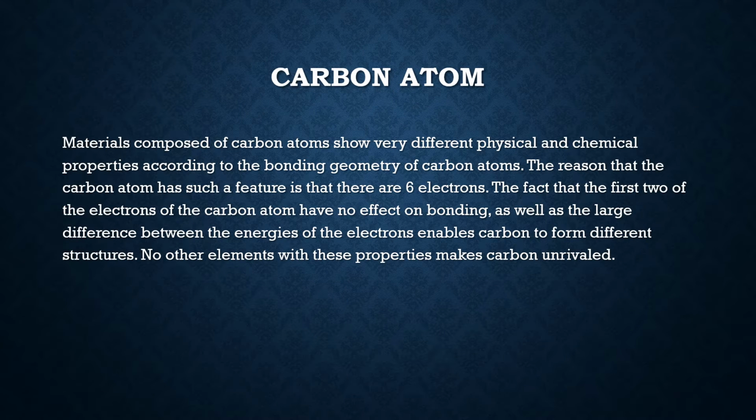Carbon atom. Materials composed of carbon atoms show very different physical and chemical properties according to the bonding geometry of carbon atoms. The reason that the carbon atom has such a feature is that it has 6 electrons. The first two electrons of the carbon atom have no effect on bonding, and the large difference between the energies of the electrons enables carbon to form different structures. No other element with these properties makes carbon unrivaled.